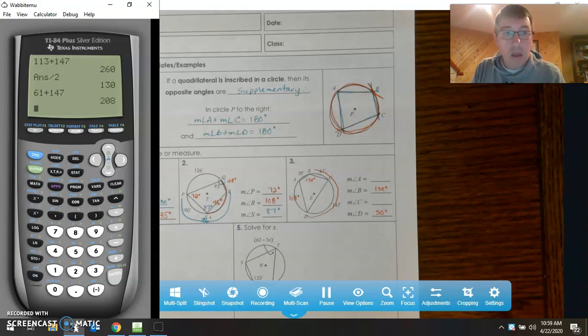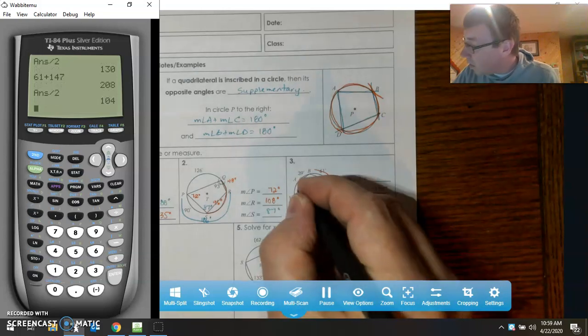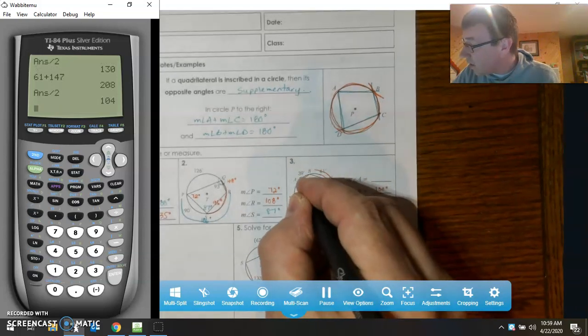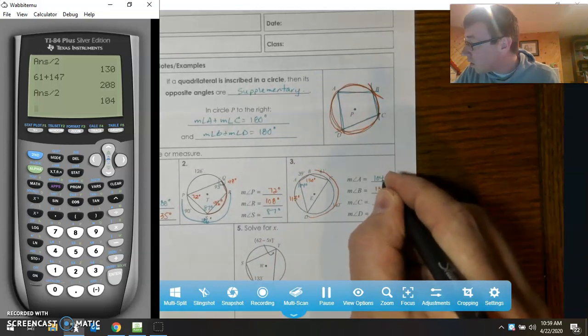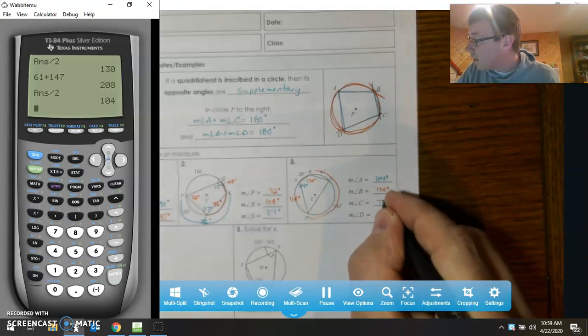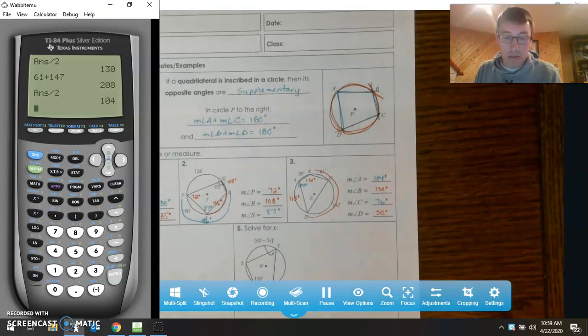Okay, so that's 208. If I divide that by 2, I know angle BAD will be 104 degrees, which means this will be 76 degrees. Okay, so keep that in mind. Remember our work from yesterday with inscribed angles: the inscribed angle is half the intercepted arc. Again, 360 degrees in a circle, that sort of thing.